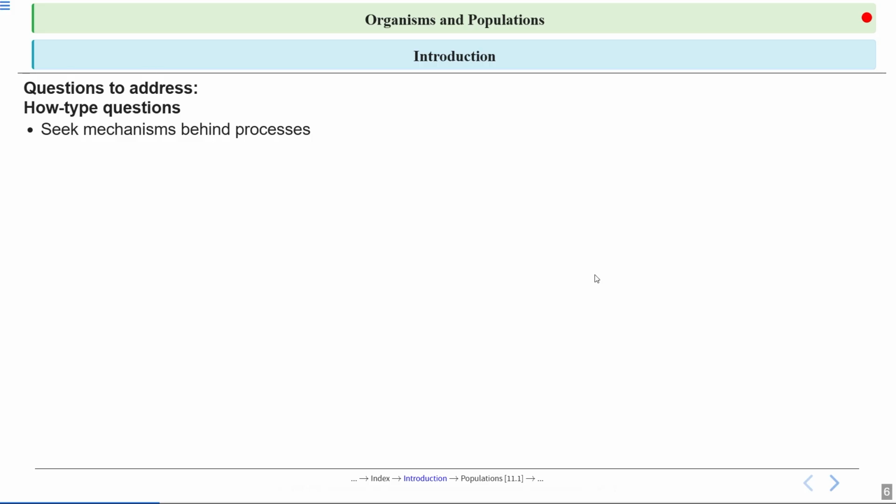This means we are interested in the step-by-step operations that lead to a particular outcome. It's like asking how a machine works. An example of a how type question is how does the bird sing? This question prompts us to explore the physical mechanism involved, such as the bird's vocal cords and the airflow. Now, the answers to how type questions involve physical mechanisms. This means we are looking at the tangible operational aspects that make the process happen.